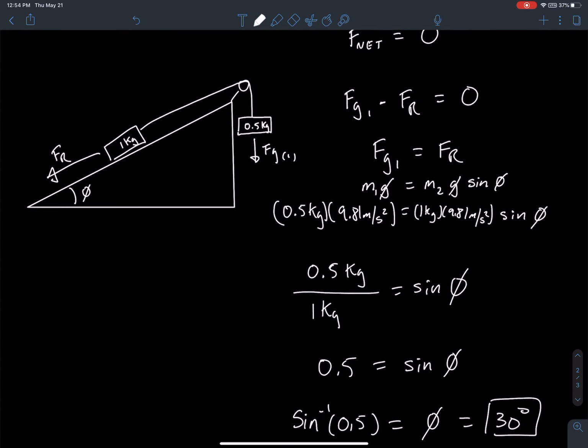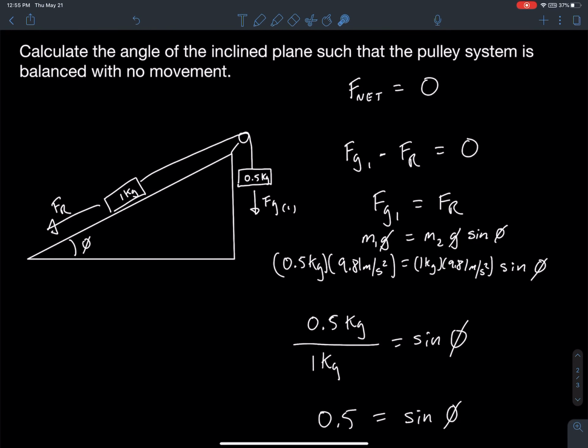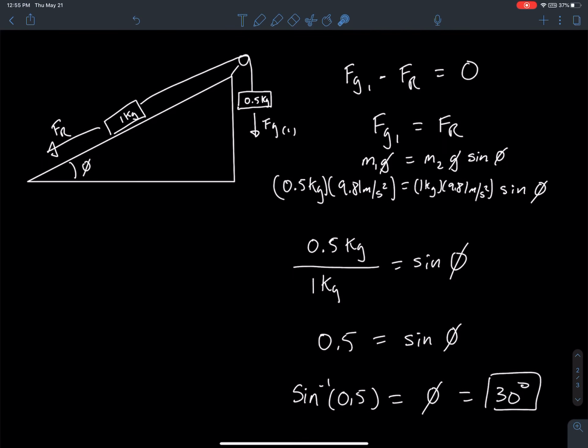And that's how we would apply an equilibrium to solve this situation, okay? So the equilibrium allowed me to set up the algebra to be able to calculate the angle.